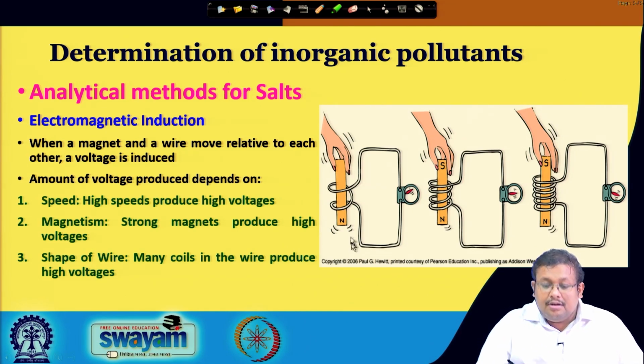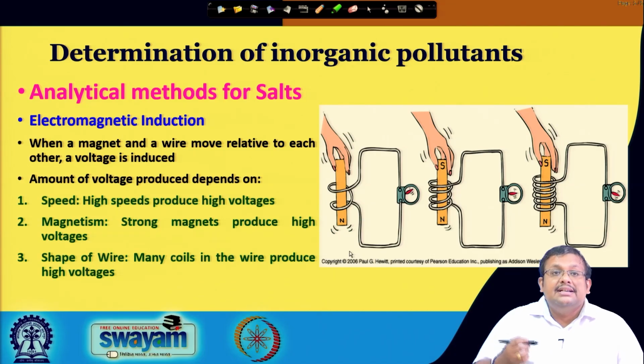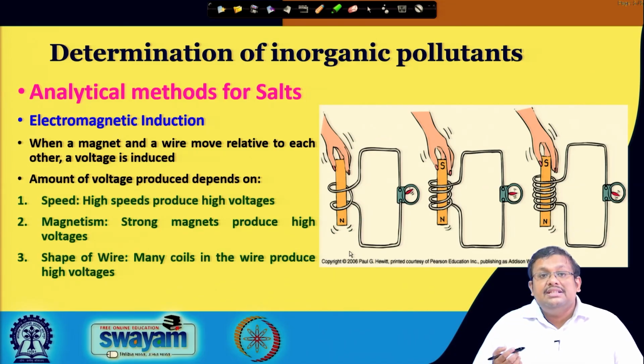First of all, the speed with which we move the magnet or the wire is one of the major factors. High speed produces high voltage. Second is the magnetism. Strong magnets produce high voltage. Third is the shape of the wire. As we increase the number of coils in the wire, it will produce increasingly higher voltage. You can see here an electrically conducting wire and a magnet. If we move the magnet through this coil, there will be a current or voltage generation. This voltage depends on the speed with which we move the magnet. Secondly, the stronger the magnet, the stronger the voltage, and thirdly, if we increase the number of coils, we can get a higher voltage.